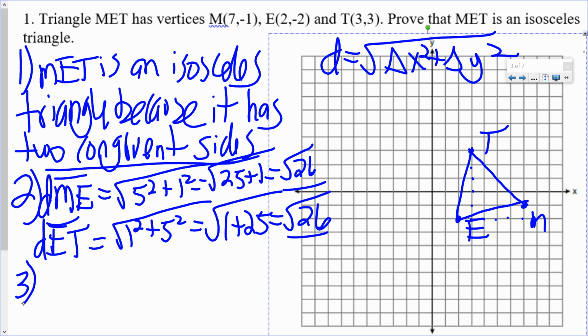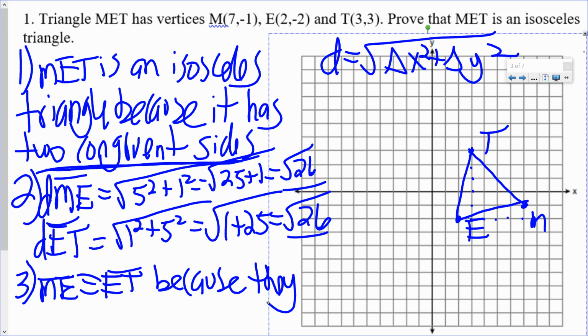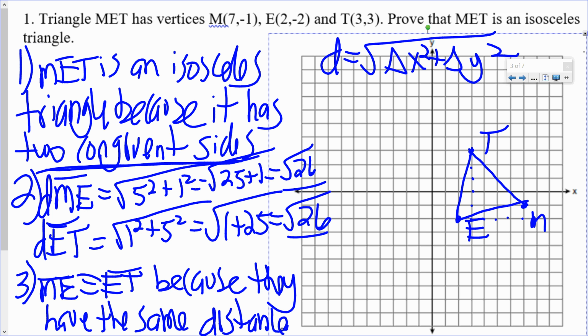Now step 3 ties everything together. In step 1, I said it has 2 congruent sides. So tell me, what are the 2 congruent sides? I'm going to say that ME is congruent to ET because they have the same distance. And we did mini proofs of this a week or so ago, so you can watch proving segments congruent. In order to prove segments are congruent, I calculate their distance. I show that they're the same. I say they're congruent because they have the same distance.